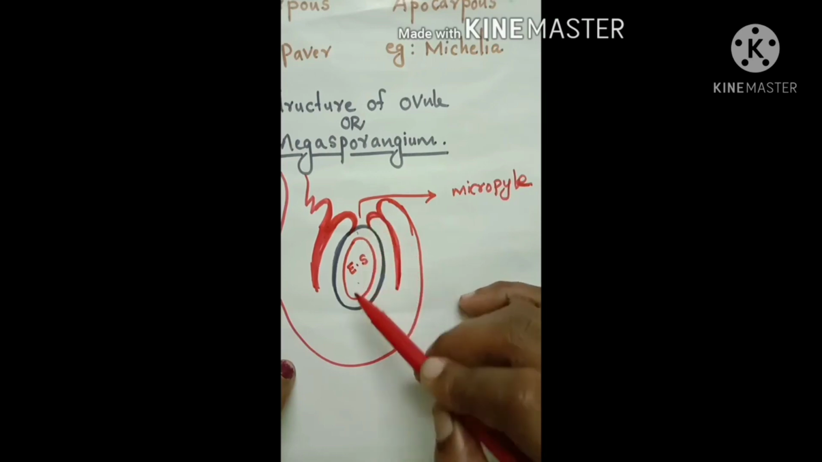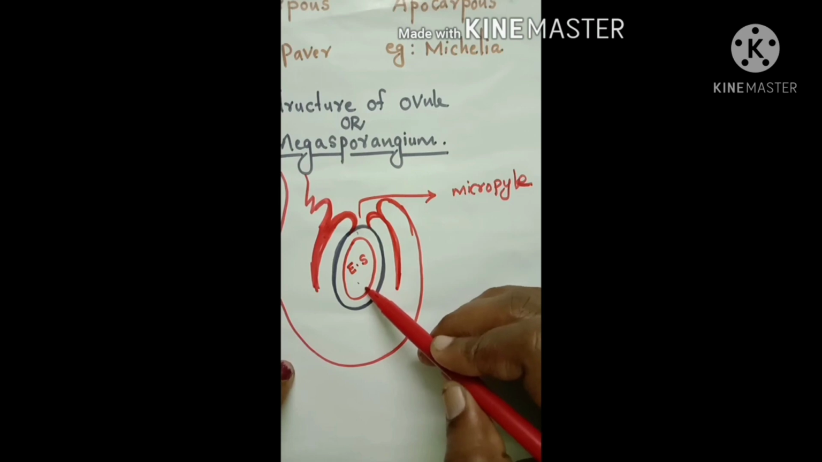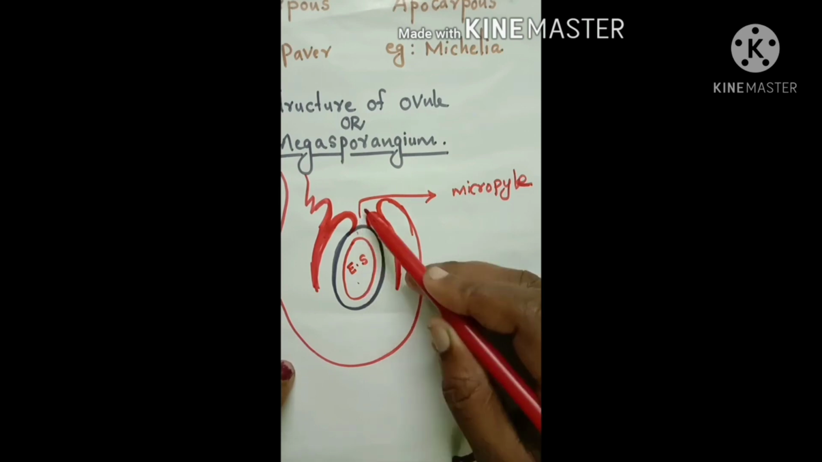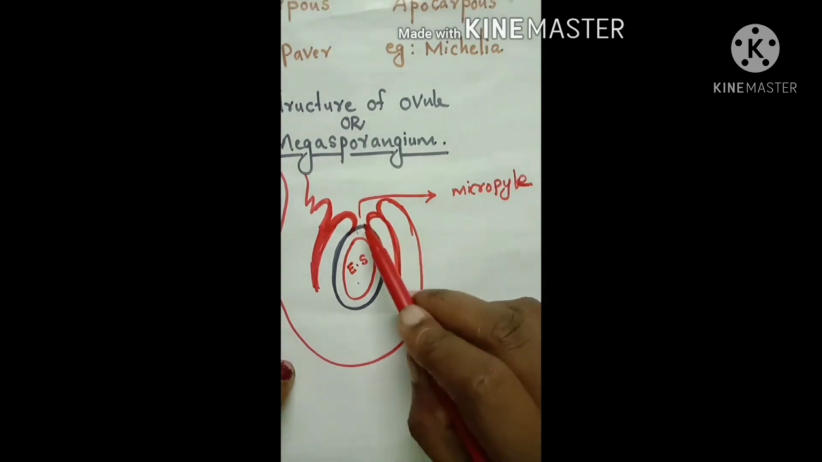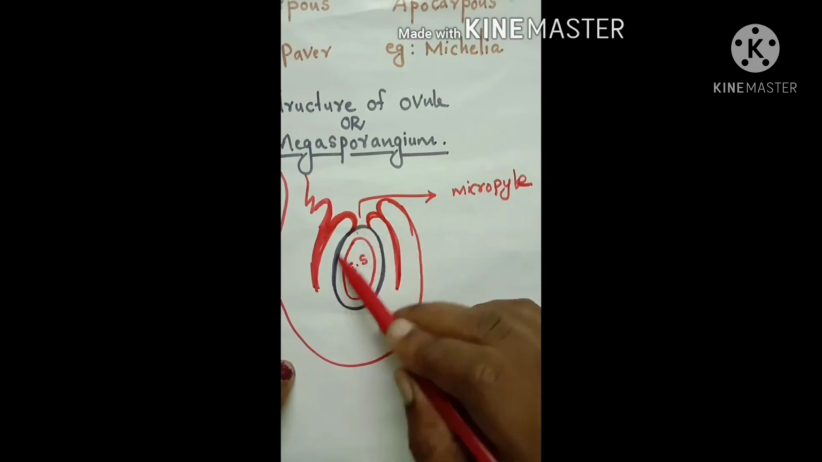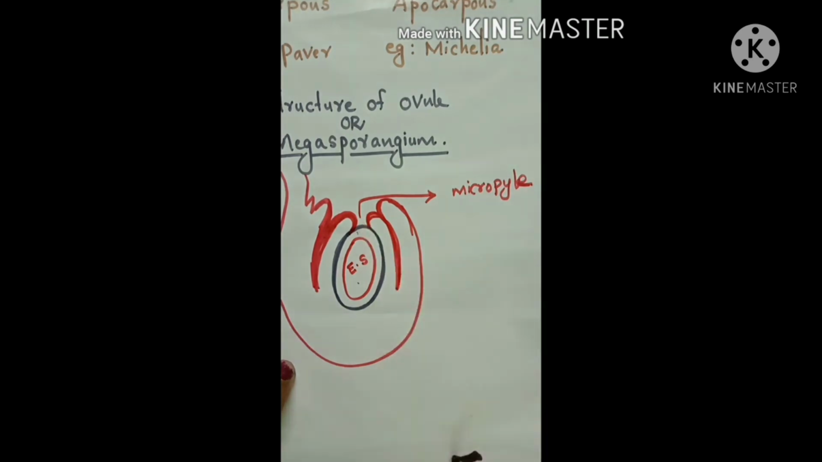Here inside the embryo sac we can see the egg. So in order to fuse with the egg, the male gamete has to enter inside the embryo sac. So the pathway of male gamete occurs through this opening. What do you call this opening? Micropyle. So how is this micropyle formed? The integument will encircle the nucellus except at one region. There we can see a small opening called a micropyle.